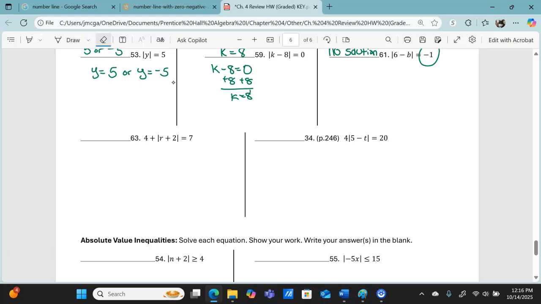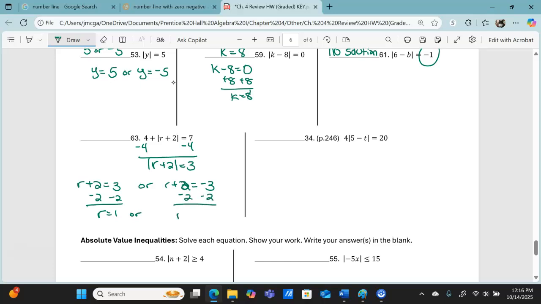So on 63, the first thing I need to do is isolate the absolute value. So I get absolute value of r plus 2 is equal to 3. Then I take the guts of the absolute value is equal to the number, or the guts of the absolute value is equal to negative the number. Subtract 2 from both sides, r equals 1, or subtract 2 from both sides, r equals negative 5. So r equals 1 or negative 5.